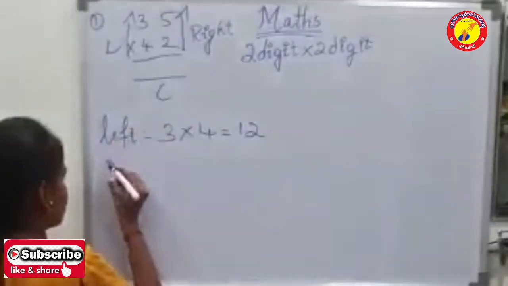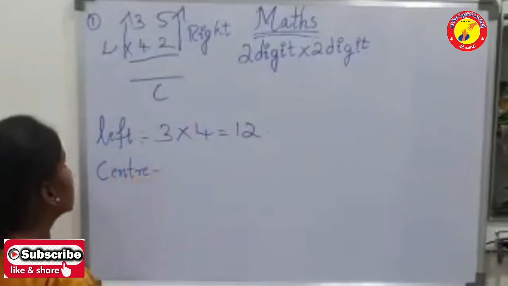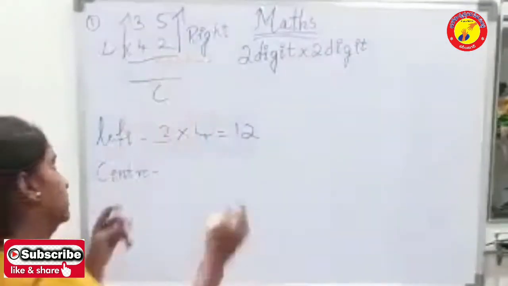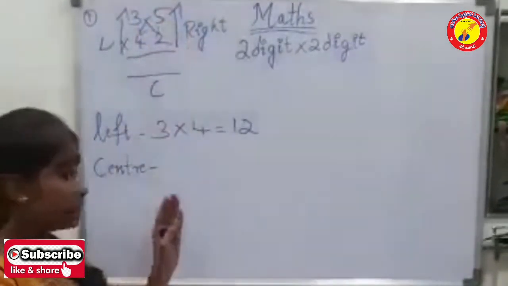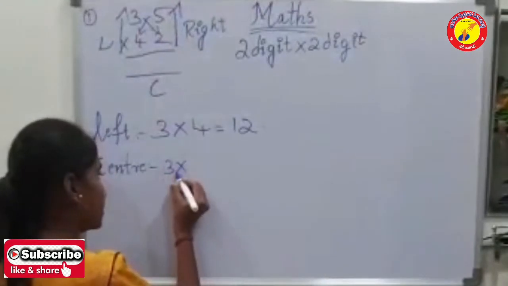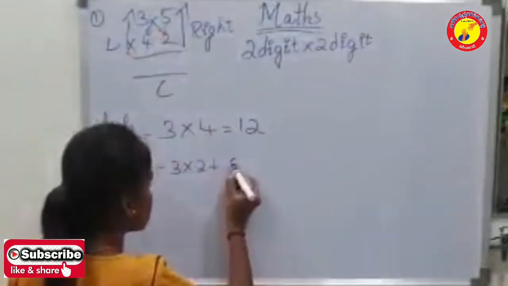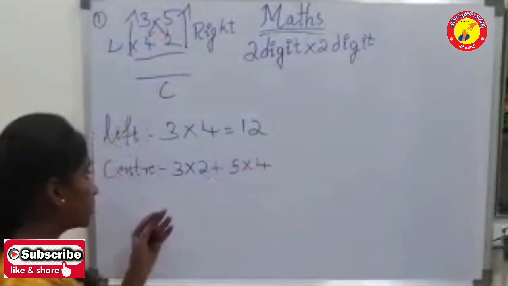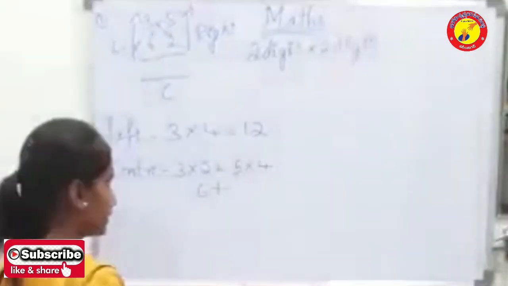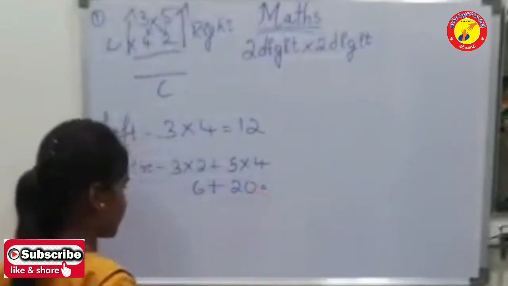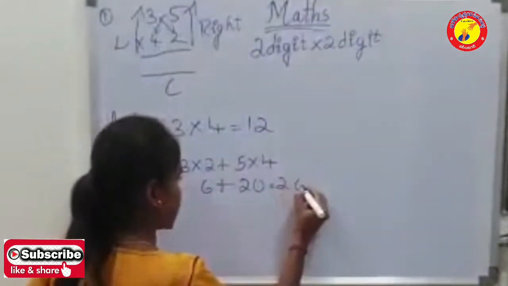Center part. Cross multiplication method. Now, 3 into 2 plus 5 into 4. 3 into 2 is 6, plus 5 into 4 is 20. 6 plus 20 is 26.